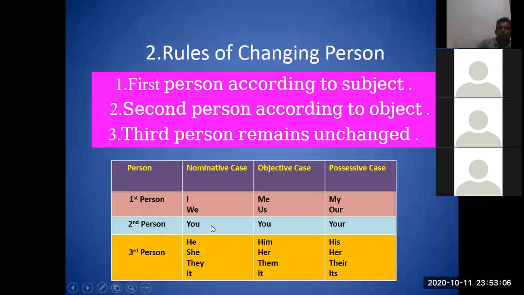Second person: you, objective is also you, and possessive is your. In the third person, nominative case is he, objective him, possessive his: he, him, his. Similarly she, her, they, them, their, it, its, etc.